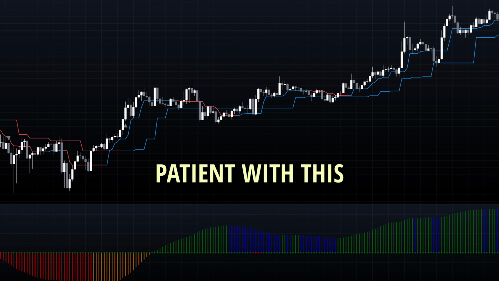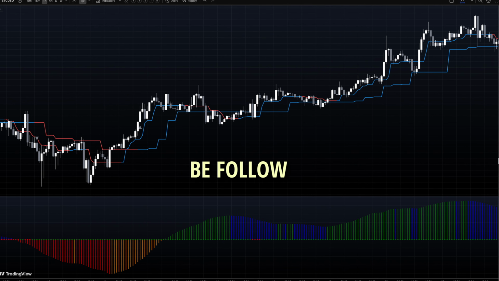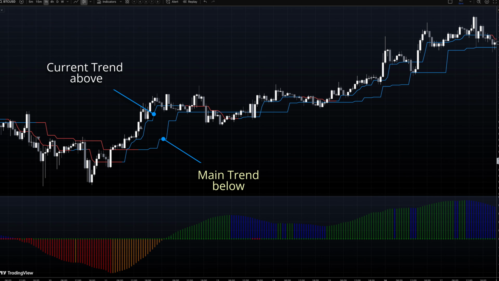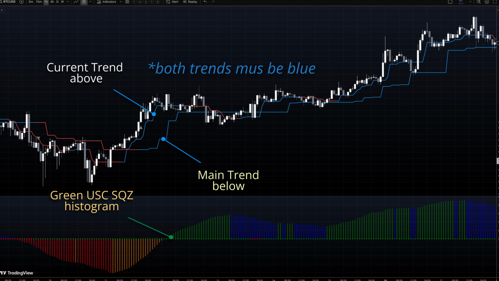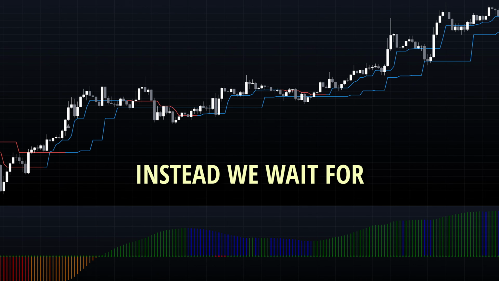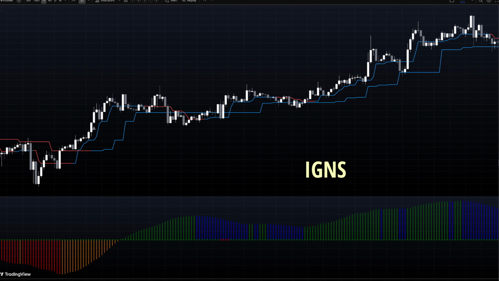You got to be patient with this strategy, as there are strict rules to be followed. To enter long, the current trend line must be above the main trend, and the UCS squeeze histogram must be colored in green. However, we don't take trades on the initial break, even when indicators signal it. Instead, we wait for a pullback and confirmation signs.